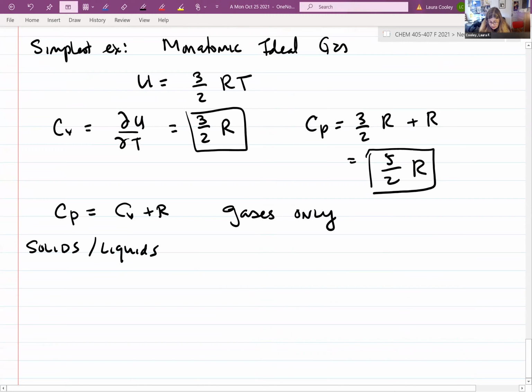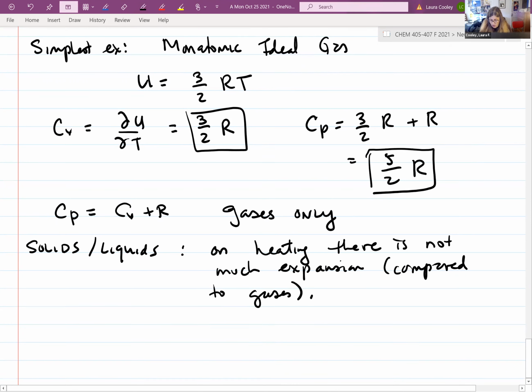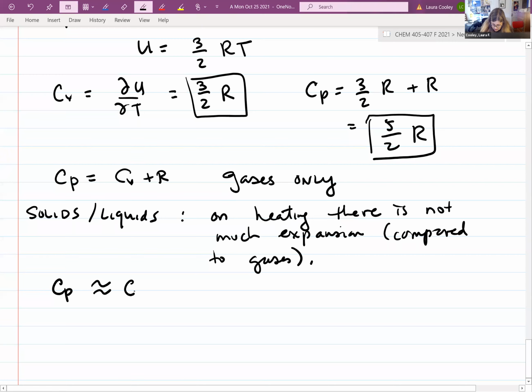But for solids and liquids, on heating, there's not much expansion compared to a gas. And so as a result, CP and CV are almost the same for solids and liquids. And that's due to the lack of expansion. I mean, liquids do expand when you heat them, but they don't expand like a gas does. And so CP and CV are much closer to each other in a liquid or solid. Okay.